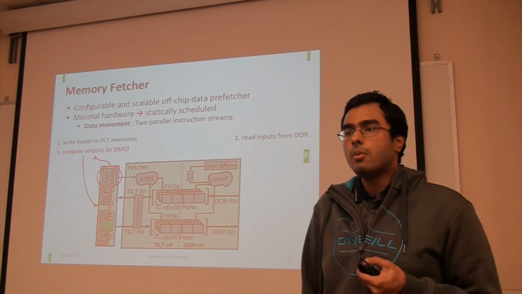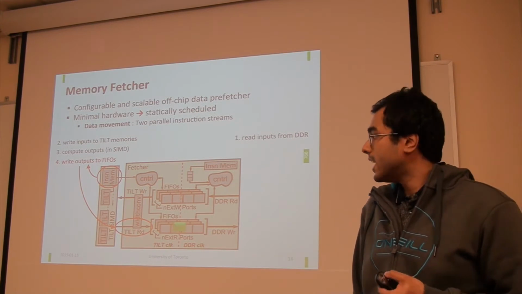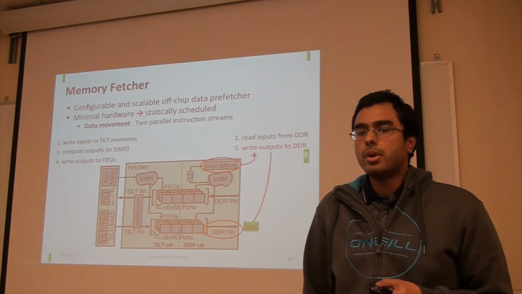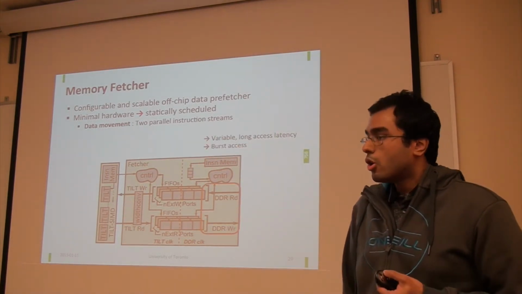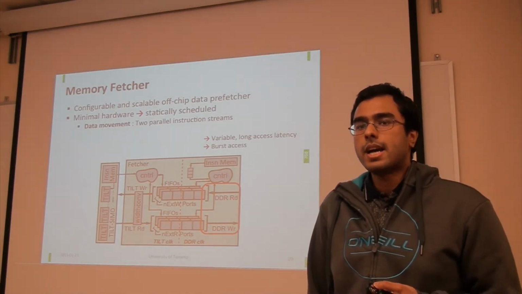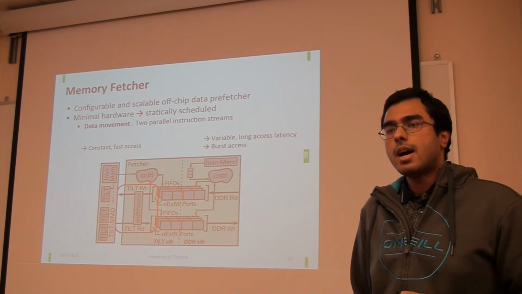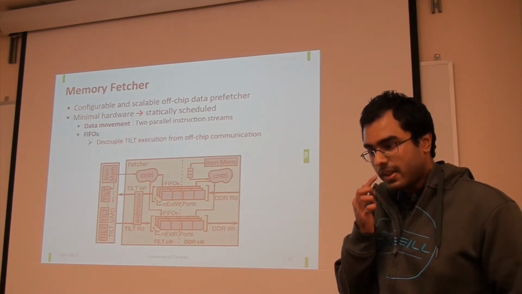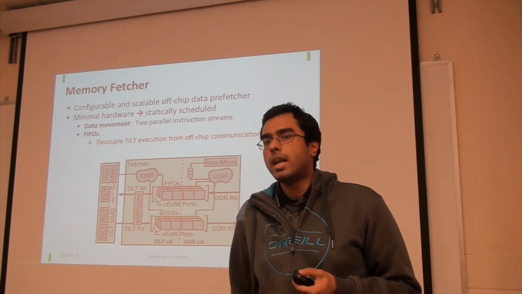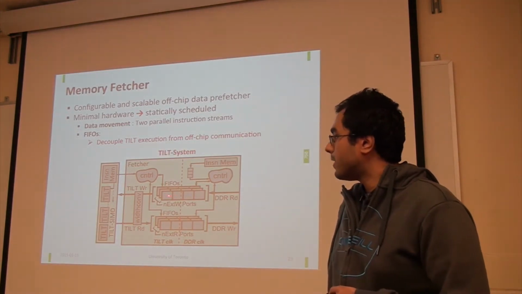Multiple tilt compute cores then compute on the data to produce output results, which are then written back into the outgoing FIFOs of the fetcher using the same tilt execution stream. Finally, at some later point, this data is written into DDR memory using the fetcher's execution stream. Communication with DDR memory has variable and long memory access latencies, which is not always predictable, and data is accessed in bursts to maximize DDR bandwidth. In contrast, communication with the tilt cores has constant, fast, and deterministic access latency. The intermediate FIFOs decouple the high compute rate of the tilt cores from the inherent indeterminism and long latencies associated with off-chip communication. The entire component with multiple tilt cores connected to the fetcher is called the tilt system.